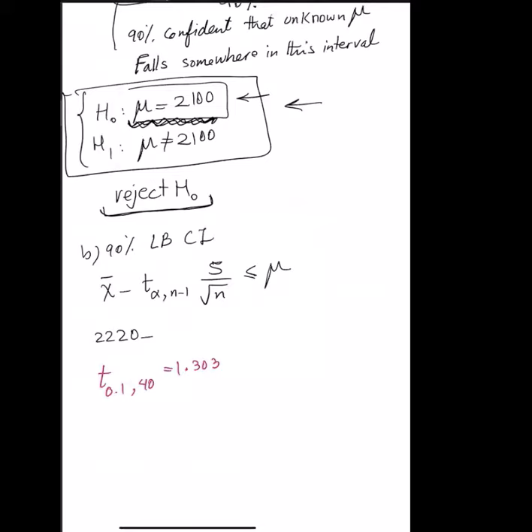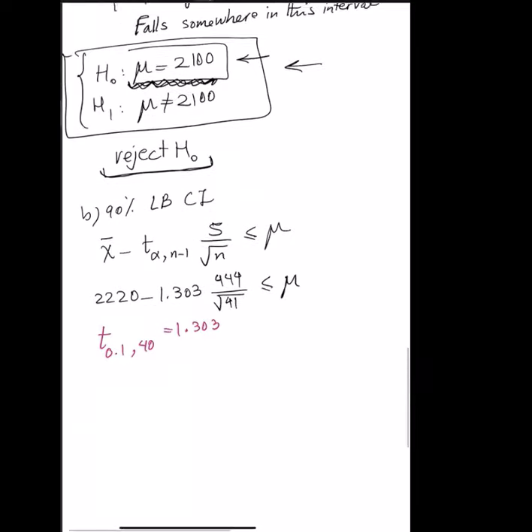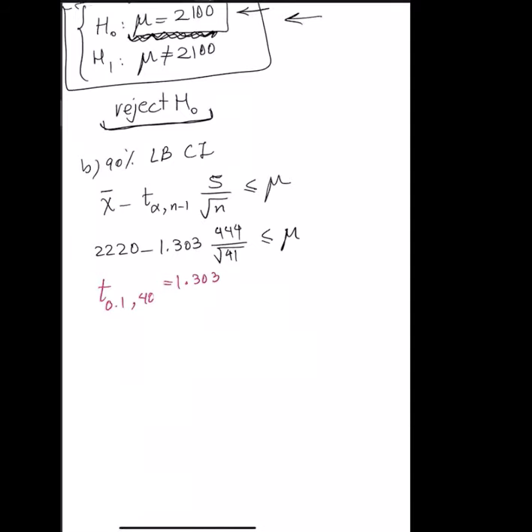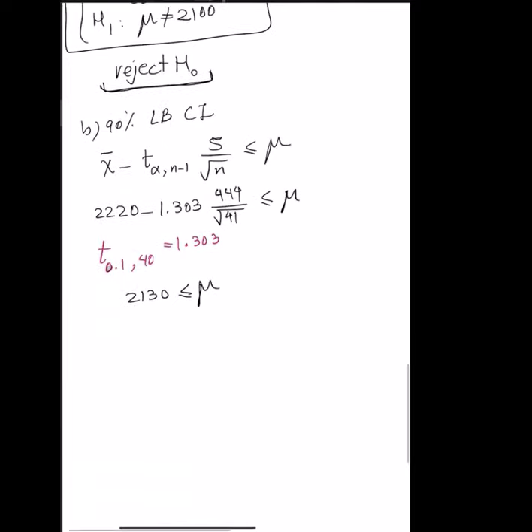So then here it's 1.303 multiplied by s, which is 444, over square root of 41. And then after we simplify and everything, it's going to be 2130 less than or equal to mu. So if we are looking at a one-sided confidence interval, we can say that we are 90% confident that this unknown mu falls somewhere in this interval.